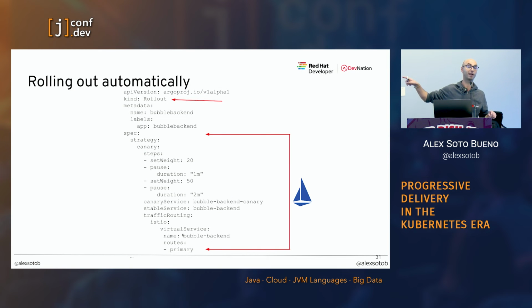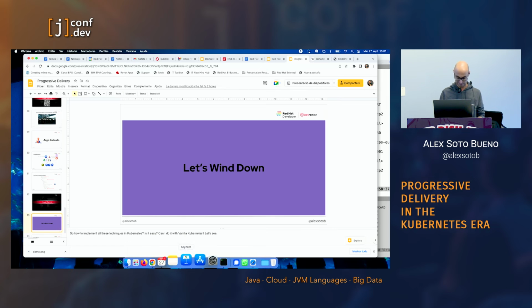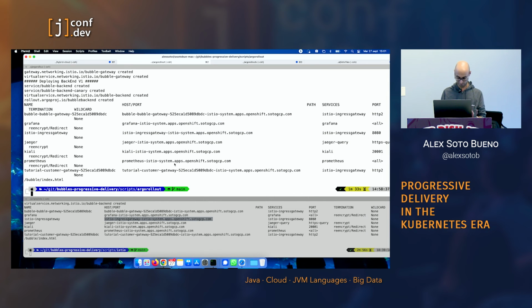And as you can see here, you're just setting the virtual service. You remember the YAML file that I showed you, where you were setting 75, 25, 50, 50, 0, 100. This is where you set which YAML file you want to keep updated by Argo Rollouts. So let's see exactly the same demo as before, but using Argo Rollouts.